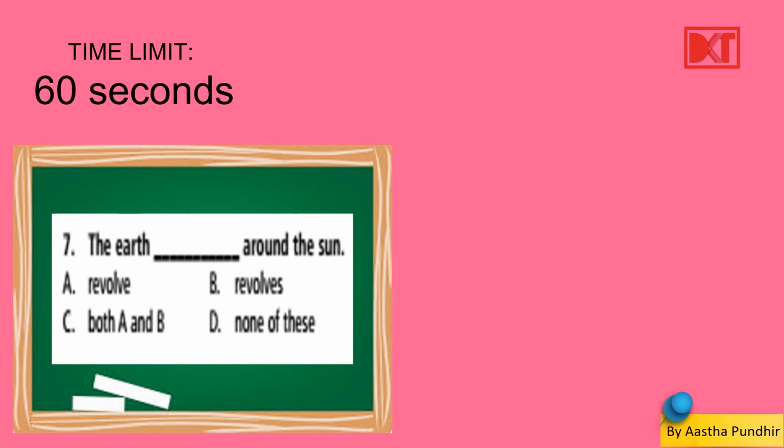Alright, now next, the earth dash around the sun. Revolve or revolves? Here the correct answer is B. The earth revolves around the sun. This is the third person we're talking in. The earth revolves around the sun. Simple present.